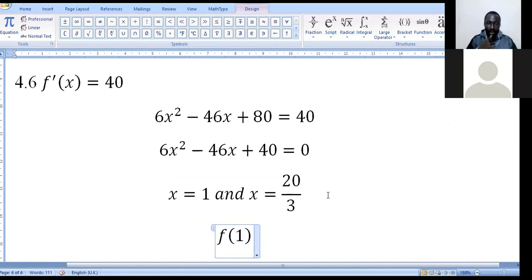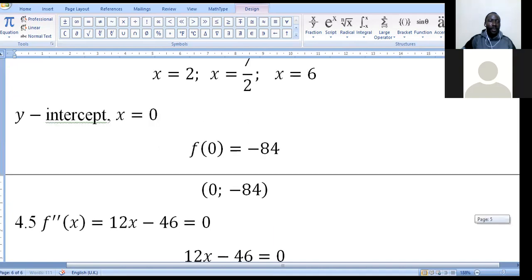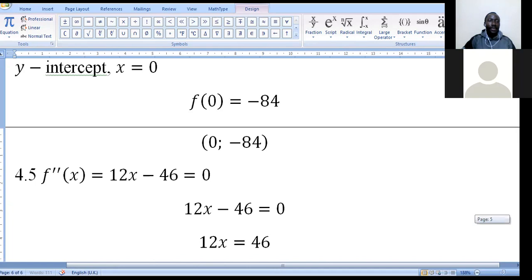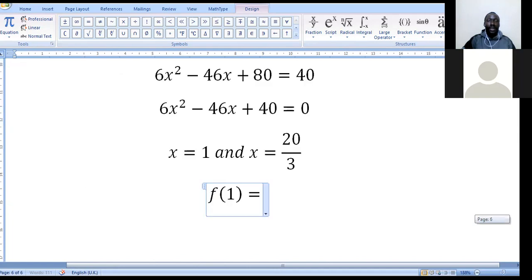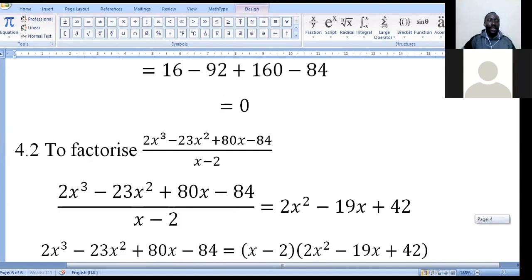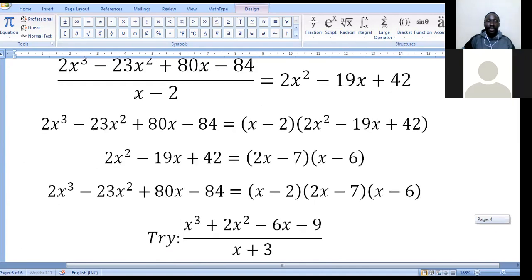What is the value of f of 1 going to be? It's going to be a long calculation again. So let's see, long calculation here. What's the original expression? The original expression is 2x cubed minus 23x squared.